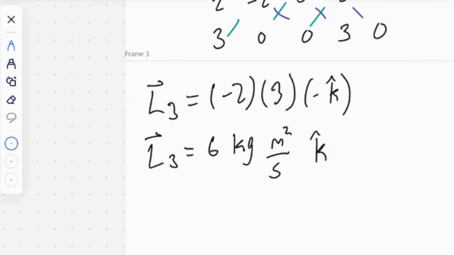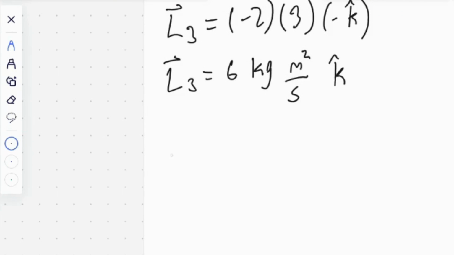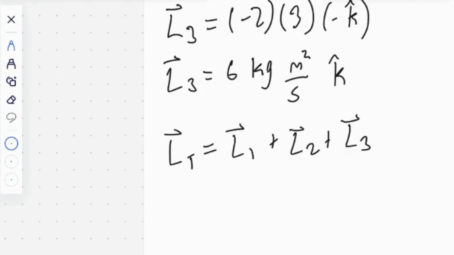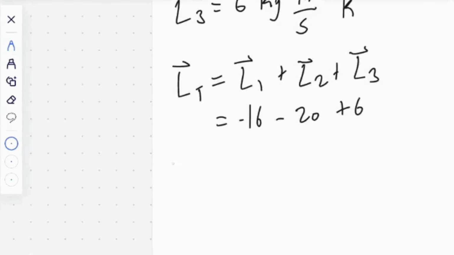Okay, so now that we've got the angular momentum for each particle, we can find the total angular momentum. So for that, all we're going to do is add up all those different angular momentums that we just calculated. So for that first one, we had minus 16. The second one, we had minus 20. And the third one, we had plus 6. And so that's just going to give us minus 30.